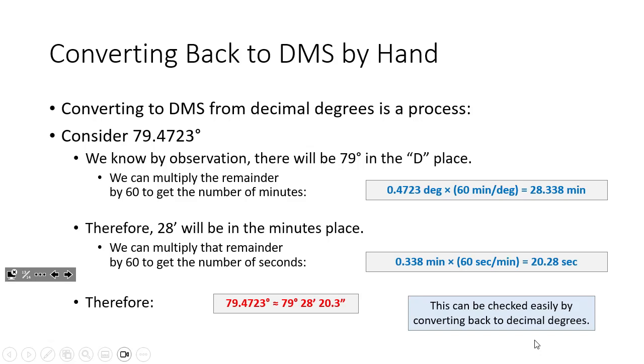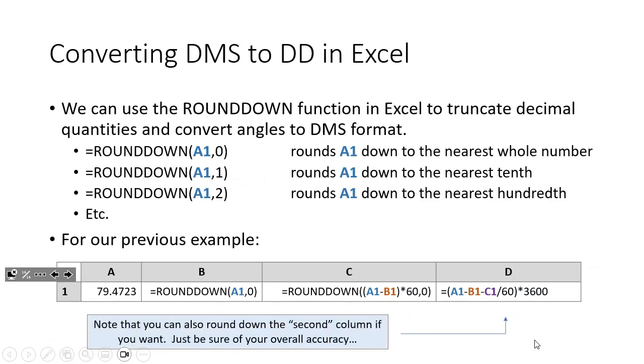Everybody okay with that? So a way that you can do that in Excel is to use a particular function called ROUNDDOWN. The ROUNDDOWN function will round to however many decimal places you specify. So if you say ROUNDDOWN, comma 3, it will round a value down to the third decimal place. So what we'll use is ROUNDDOWN, comma 0, so it will round down to the units place. So if you had 79.4723, round it down to 0 and you get 79.